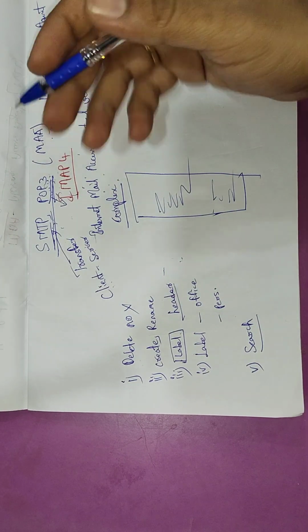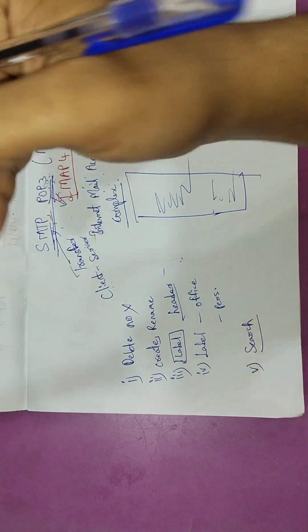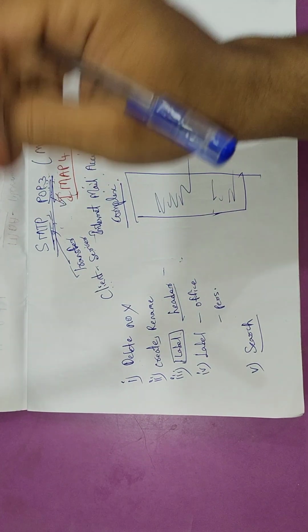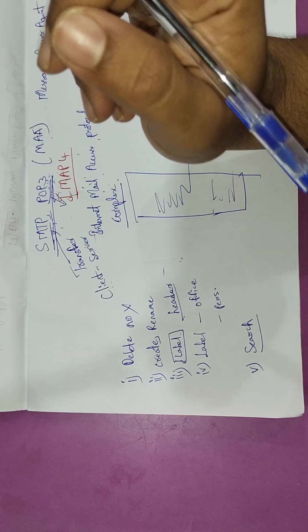What is the search option? If you have 100 mails, from the 100 mails you want to filter 2 or 3 mails, that is your notes or your office documents you want to search.